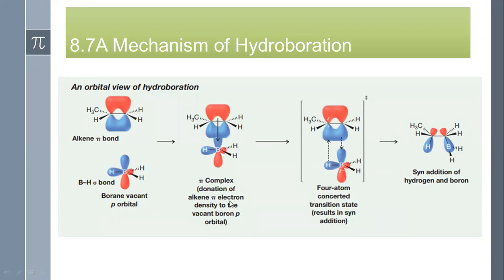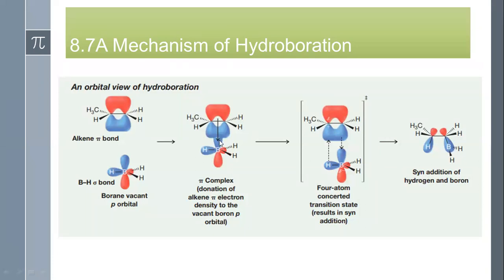That is the donation of the alkene pi electron density to the vacant p orbital. So they have to be aligned, and they have to be oriented in such a way that they can easily donate the pi electrons from the pi bond of your alkene to the vacant p orbital of your boron. And because of that, one of the carbons here will form a bond with boron using the pi electrons. Okay, so they are on the same side.